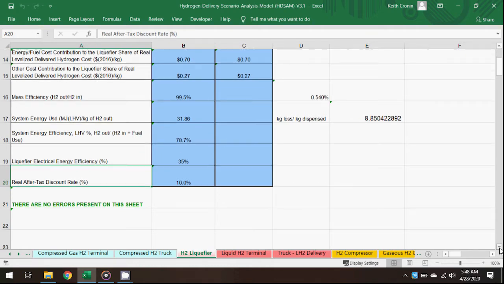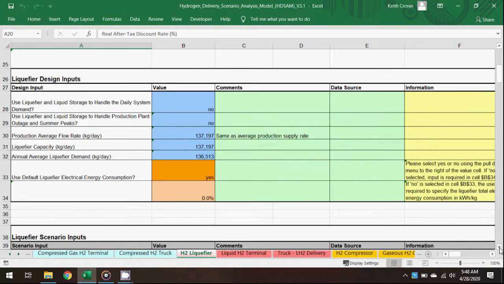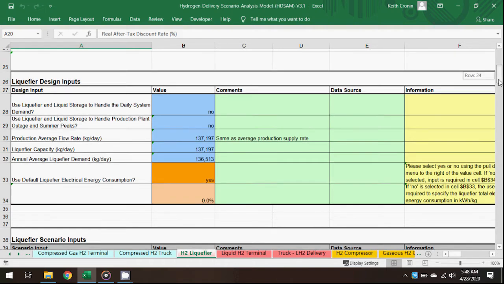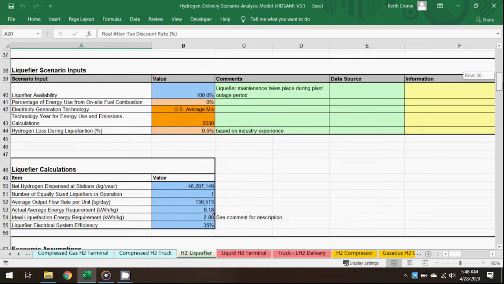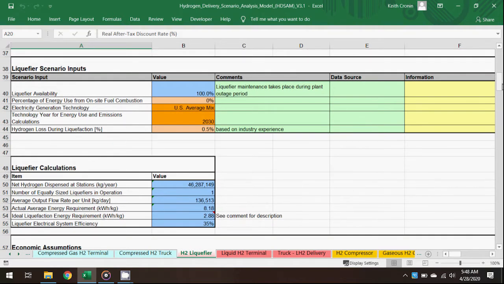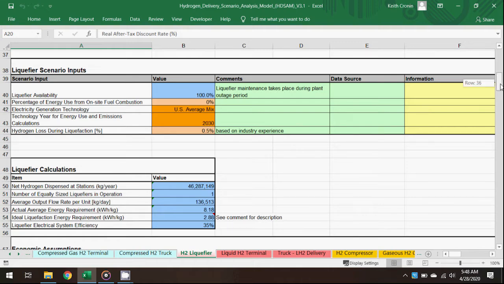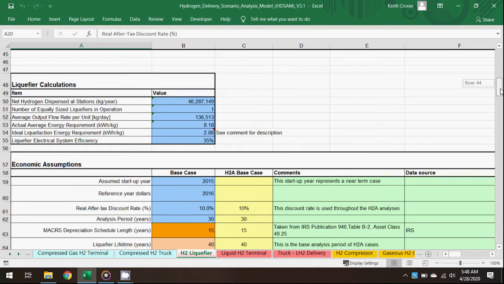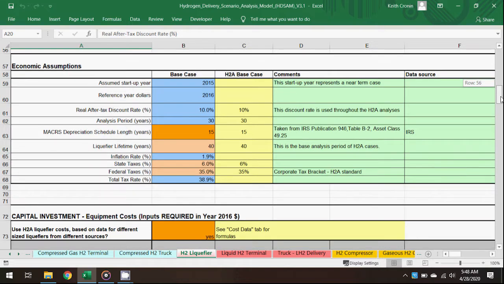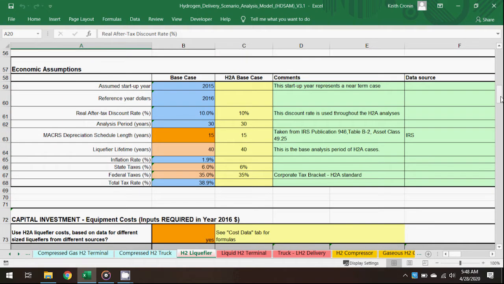The first table is for liquefier design inputs. The main input here is the drop-down menu regarding default liquefier electrical energy consumption. The second table is for liquefier scenario inputs, with the main input of interest being hydrogen loss during liquefaction. After a table containing calculated values is the economic assumptions table. Inputs required in this table are liquefier lifetime, state taxes, and federal taxes.